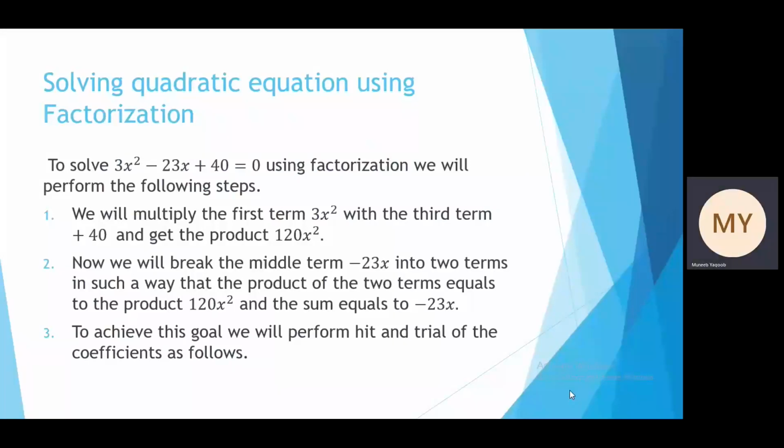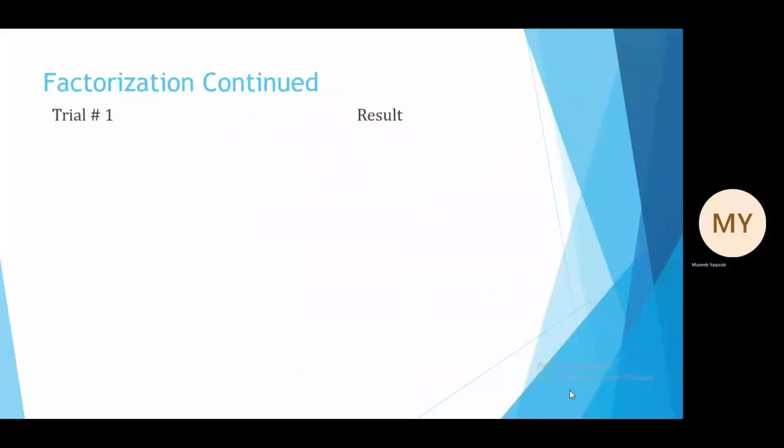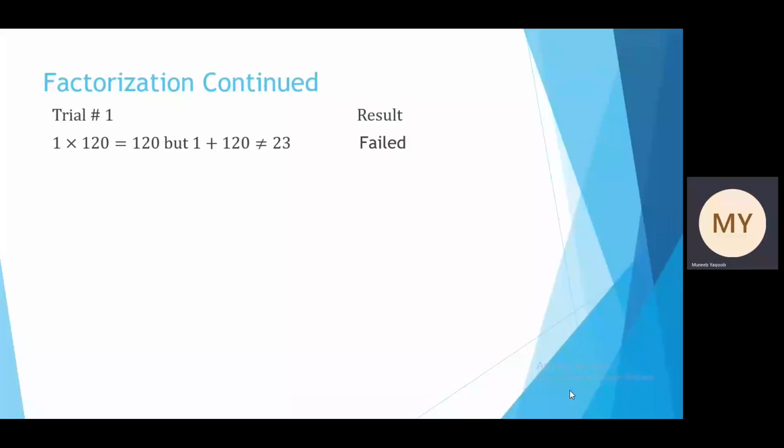Number 3. To achieve this goal, we will perform hit and trial of the coefficients as follows. Trial number 1. We will start from 1. So 1 multiplied by 120 is equal to 120. But 1 plus 120 is not equal to 23. So we will say that the trial failed. Similarly, for trial number 2, we will take 2 multiplied by 60 equals 120. But again, 2 plus 60 is not equal to 23.